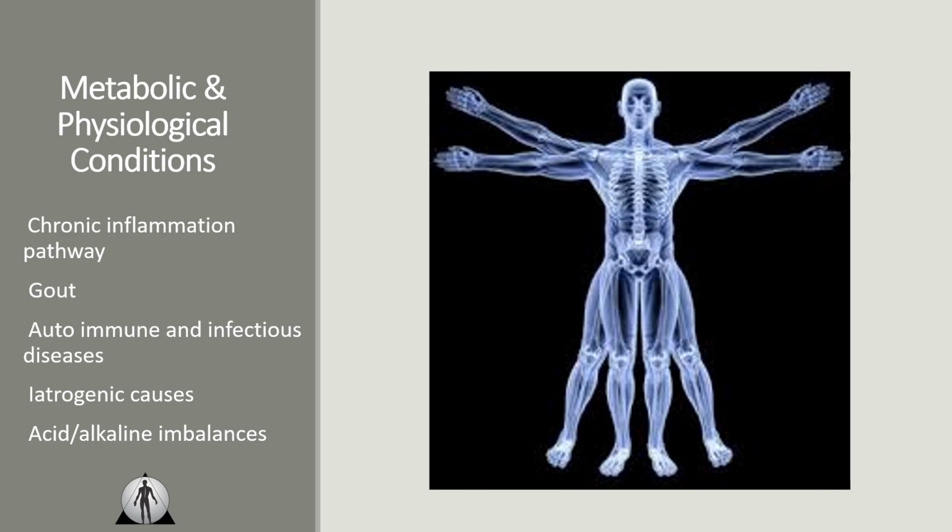Well, outside of the physical causes, what about metabolic and physiological conditions that can give us joint pain? And we're going to talk about chronic inflammatory pathways. I'm going to touch on gout as a cause of joint pain. We will look at autoimmune and infectious diseases. We'll look at iatrogenic causes. That means things that are caused by modern medicine, things that we don't anticipate but are side effects of it. And ultimately, we'll talk about acid-alkaline imbalances and how your diet changes your metabolism to an inflammatory state.